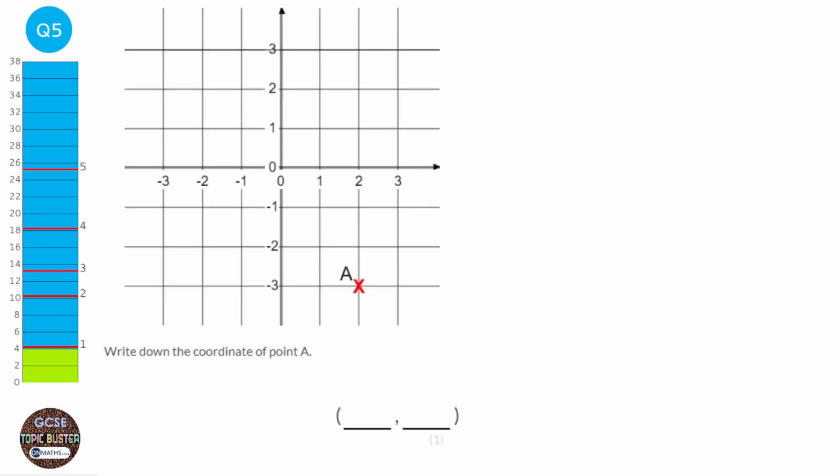To find a coordinate, what we can do is start in the middle and work out how far across we have to go. Here we have to go 2 across, so the x coordinate is 2. Then we find out how far upwards or downwards we have to go. Here we have to go 3 downwards, so that's going to be minus 3. So we first look at the x coordinate, the 2, then the y coordinate, minus 3, along the corridor, up, or in this case down the stairs.